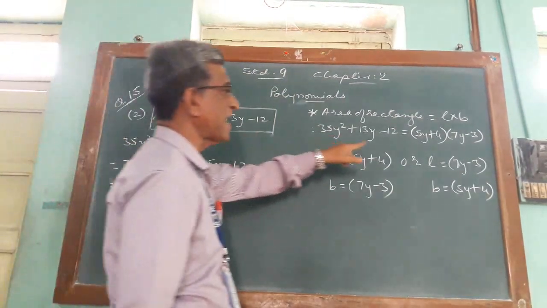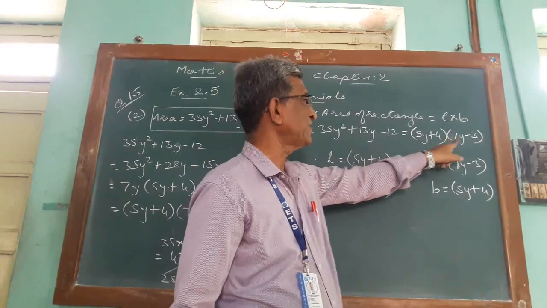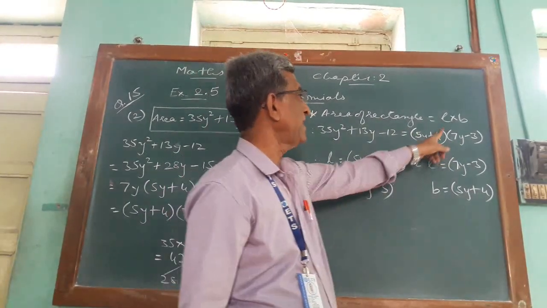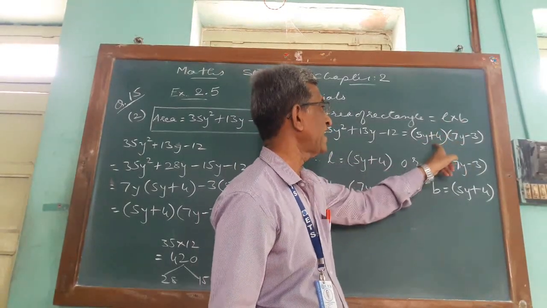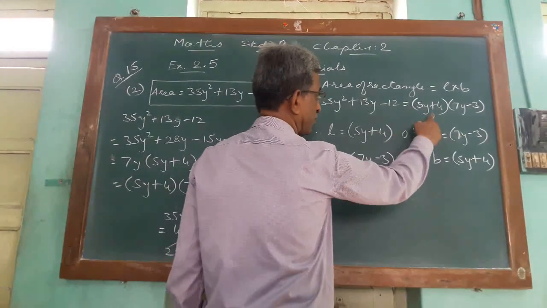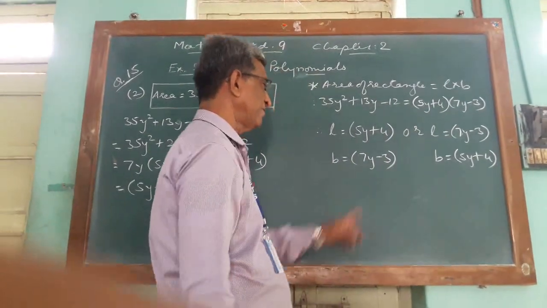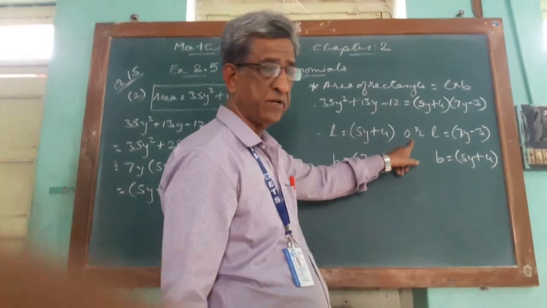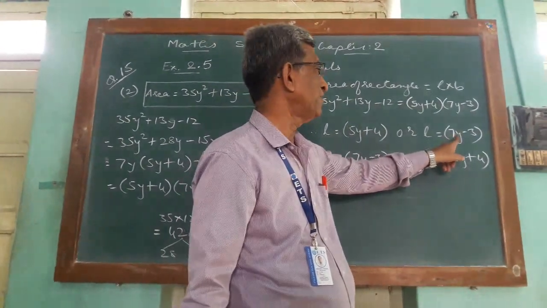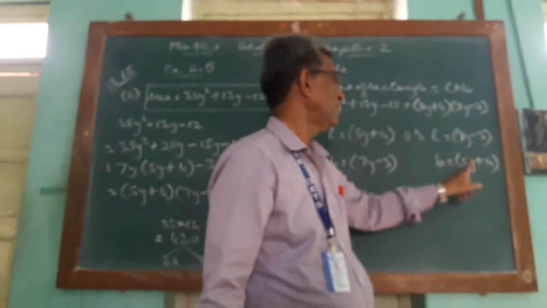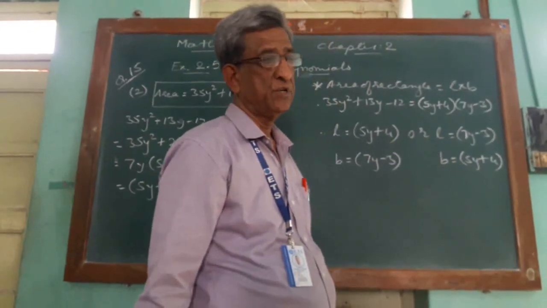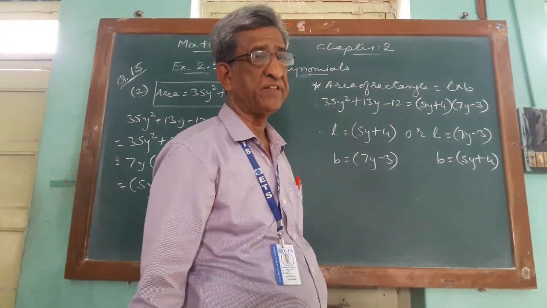And its factors are 5y plus 4, 7y minus 3. So these can be length and breadth, L into B. You can write L equal to 5y plus 4, breadth is equal to 7y minus 3. Or you can interchange, it makes no difference: L is equal to 7y minus 3, breadth is equal to 5y plus 4. So these are the required length and breadth. Answer.